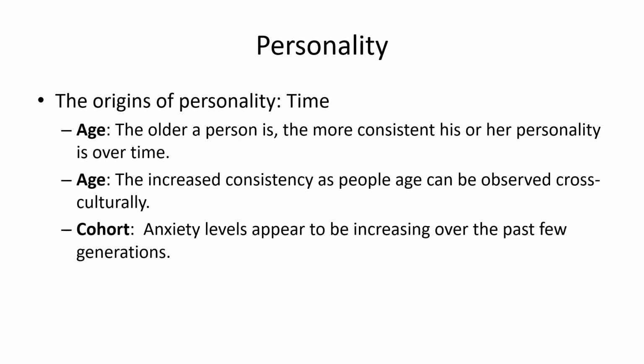We also know personality sets with time. The older you are, the more consistent your personality becomes. Once you get to your full adulthood, you're going to have a more consistent personality. Consistency increases with age. So this is where you get that expression: you can't teach an old dog new tricks. You can overcome personality, but with just letting it be as it is, those personality traits become more and more fixed. And one of the things we realize over time is that anxiety levels as a trait have increased over the past few generations.